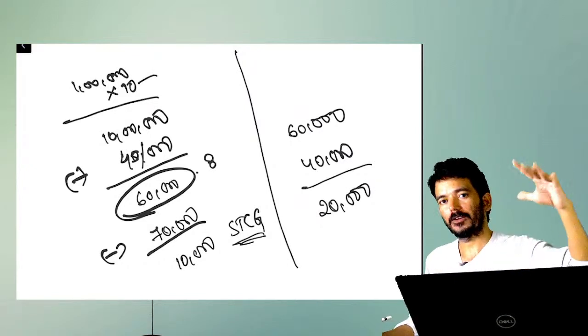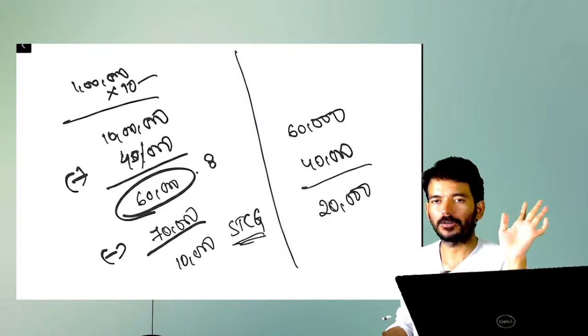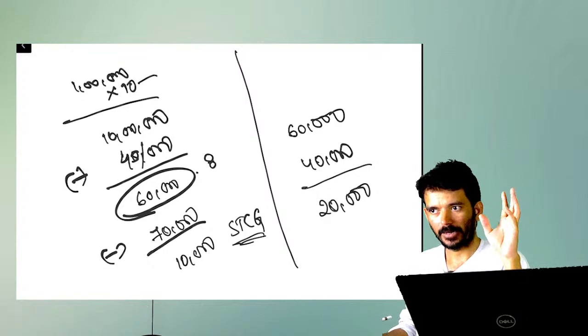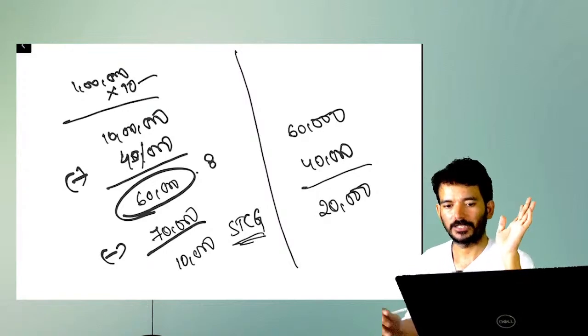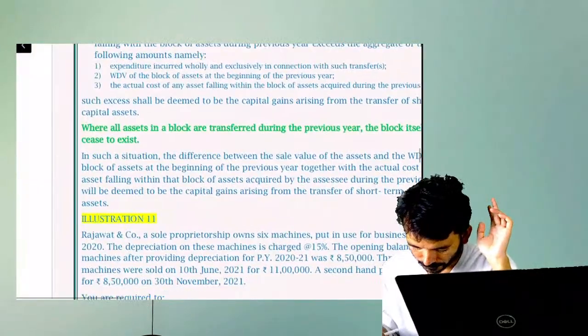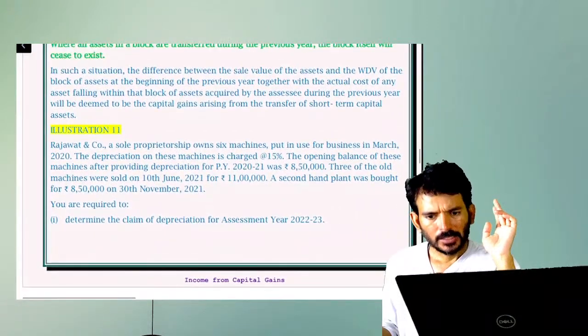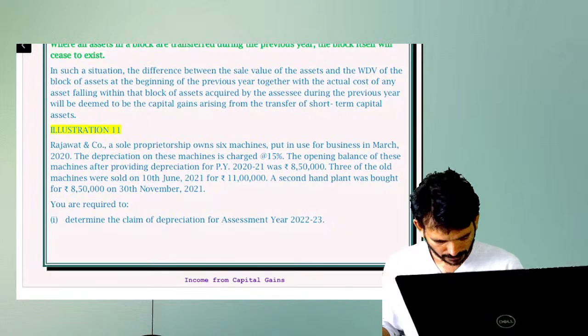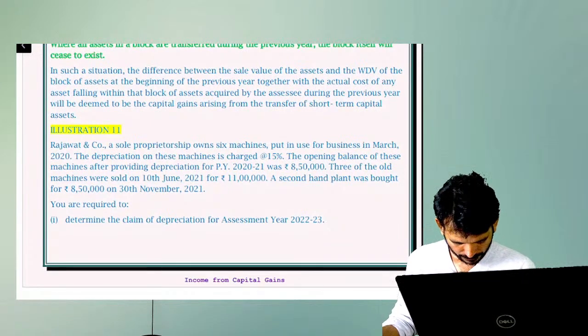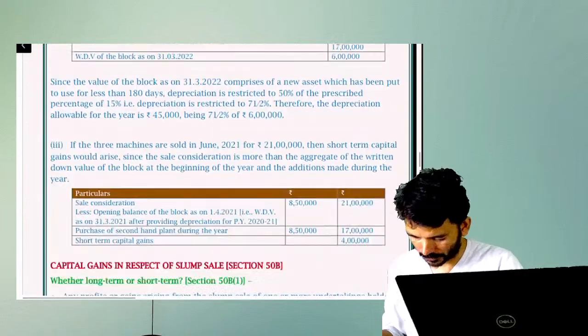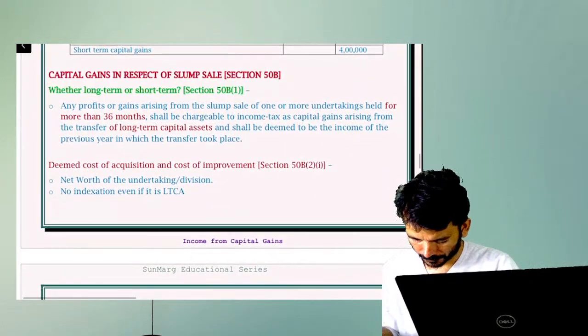Even though the asset is held for more than 24 months, it will never become long-term. Okay, a depreciable asset can never become a long-term capital asset. It will not be eligible for depreciation. I thought of solving this question, but okay, this question is not to be solved. You can solve it later.